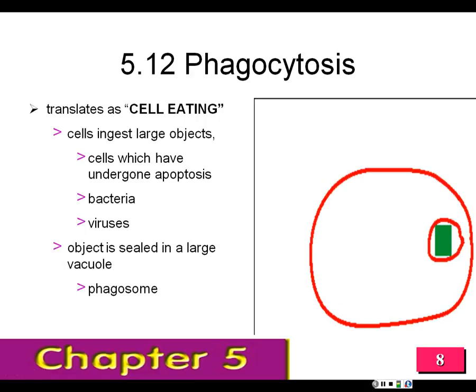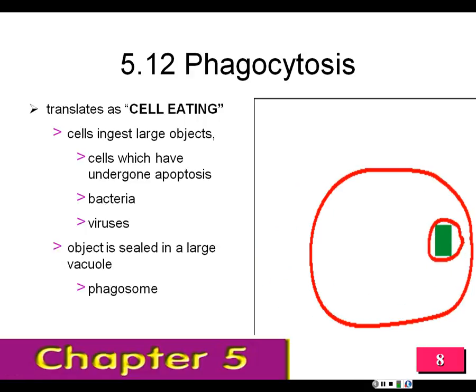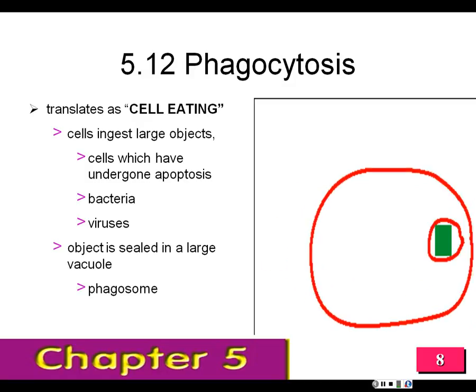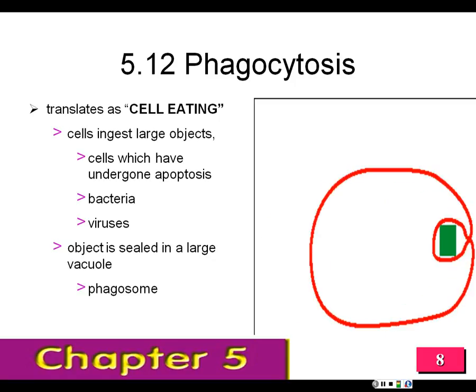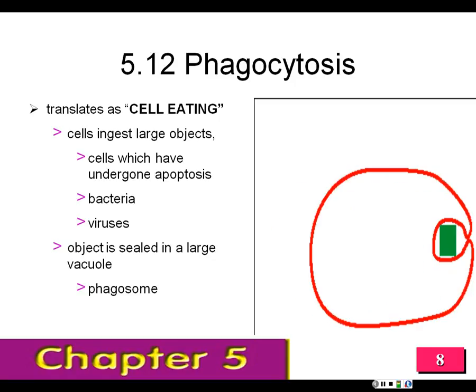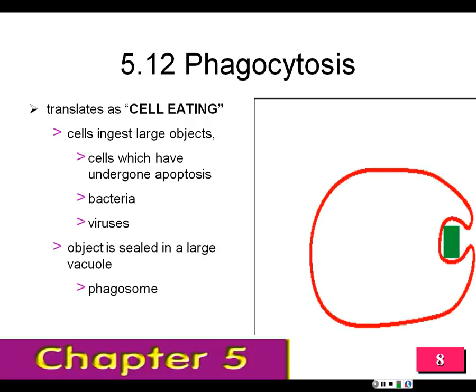Okay, so we said the phagosome is the package that's actually being created. So we're talking about large things. If you get cut, if you've got a wound, the old cells or broken cells, it says this is how we're going to get rid of those cells.